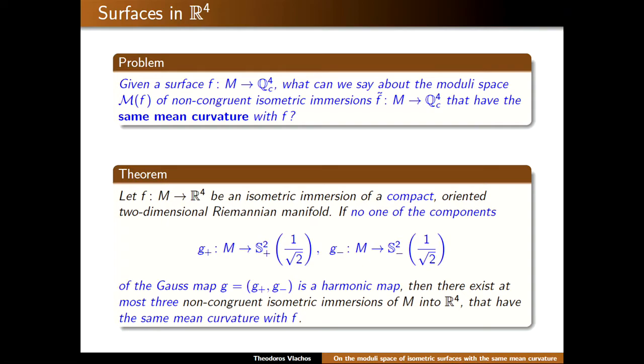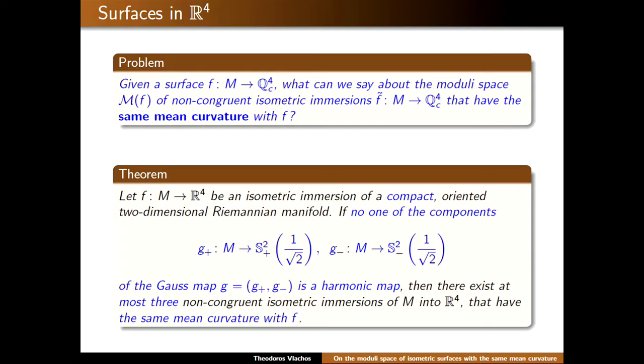So this result is an extension of Lawson and Tribuzzi. Remember that in the result by Lawson and Tribuzzi, there was an assumption that the mean curvature is not constant. This exactly means that the Gauss map in that case is not harmonic, right? So that assumption is replaced in this theorem by the non-harmonicity of both components of the Gauss map.